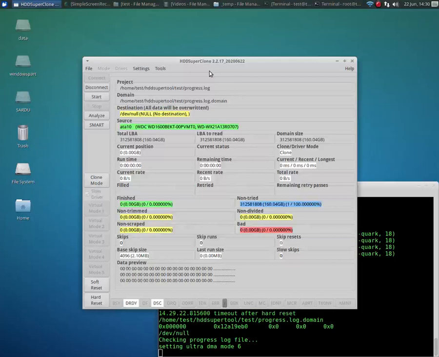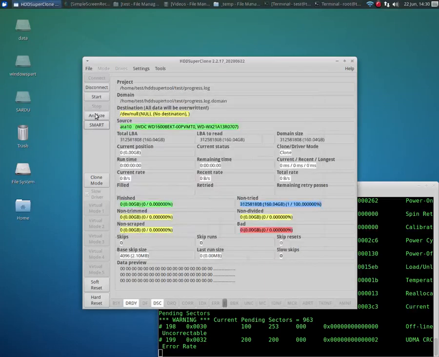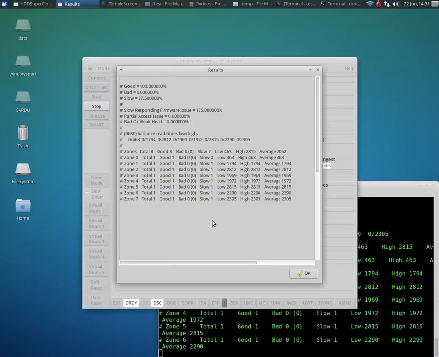So here's a look at our next candidate. We'll check SMART results. And we can see 550 reallocated sectors, 963 pending. Definitely has an issue. Let's see what it is. Well, that was kind of short. What we ended up with, 100% good, 87% slow. It thinks that this is a slow responding firmware issue.